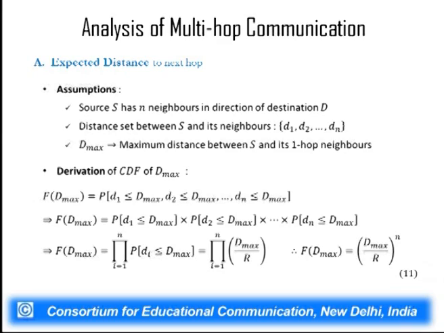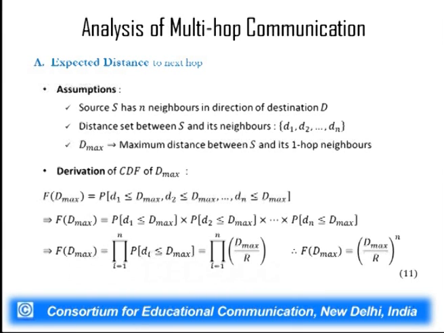Now on the basis of this, let's find out the expected distance to the next hop, and how to calculate it. The assumption associated with this calculation is that source S has, say, n number of neighbors in the direction of the destination node D, that is, in the progress region. And how do we find the distance set? For every node we have a set of neighbors. So here the set of neighbors is n, that is, S1, S2, S3, up to Sn, associated with the node S. And with respect to every node, the distance will also be different.